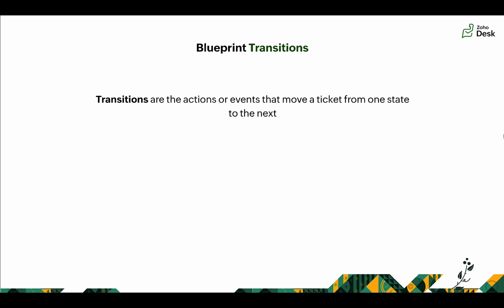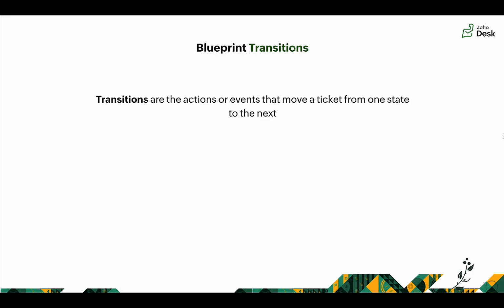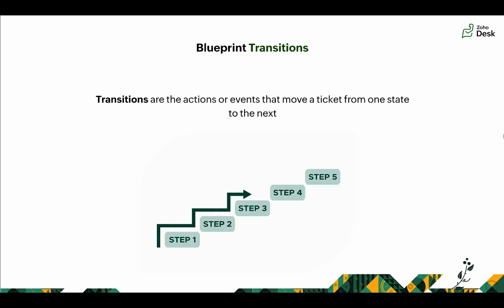The transitions are like the actions that connect these states and move the process forward. For example, a transition like dispatch order moves the process from food prepared to out for delivery stage. Each transition represents a specific event or task that needs to happen before the process can move to the next stage. Now, why are these transitions important? They ensure that every step follows a sequence and they are not bypassed. Without transitions, your process flow would be chaotic, leading to missteps or delays.